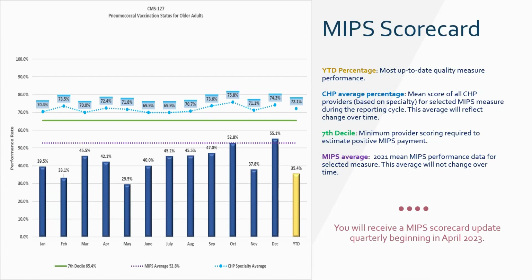The purple dotted line displayed is the MIPS average, which is a 2021 mean of MIPS performance data for the selected measures. This average will not change over time. For 2023, scorecards began to be sent out as of April and will continue quarterly the remainder of the year. For new providers with CHP, you will not receive your first MIPS scorecard report until after 90 days of data has been established and collected for you.